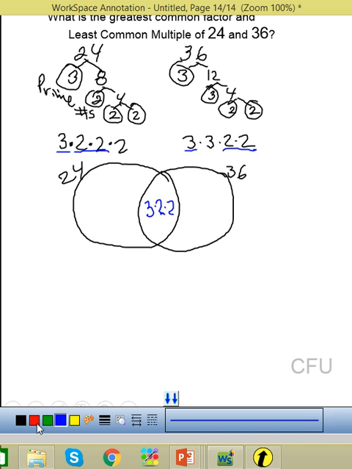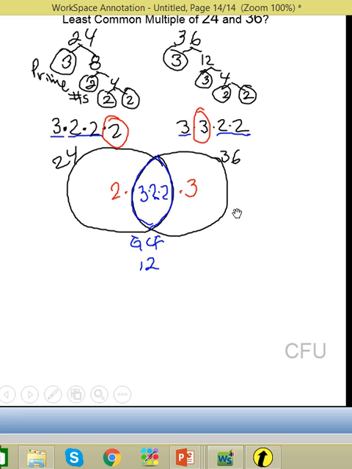All right. What's left over here that they did not have in common? A 2, so I write it in here. What do we have left over on this side? A 3, so it's times 3. All right. So check this out. This intersecting part is what we call the GCF, greatest common factor. So what is our greatest common factor, everyone? I know, what is that? 12. 12 is our greatest common factor. Yeah, 3 times 2 times 2.